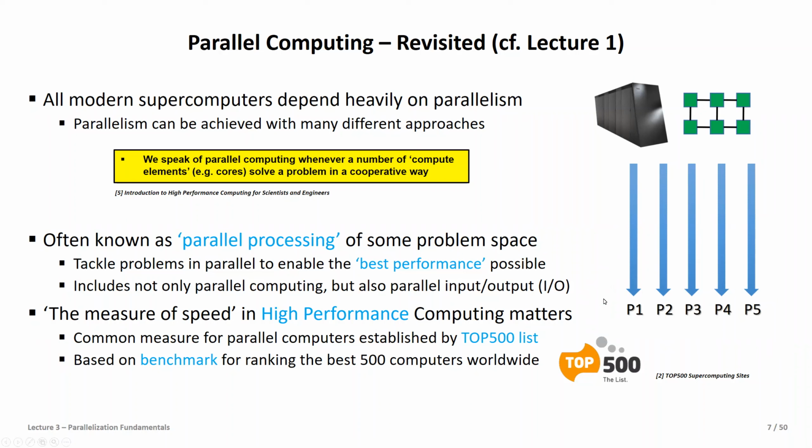And the measure of speed is something which we of course relate to the Top500, to the benchmarks, as we said with Linpack and so on in earlier lectures. That's where the term high performance really comes from. But still, the essence of why we as application scientists want to use HPC is really the idea of solving a problem in a cooperative way, by using as many compute elements and cores in parallel as I can.